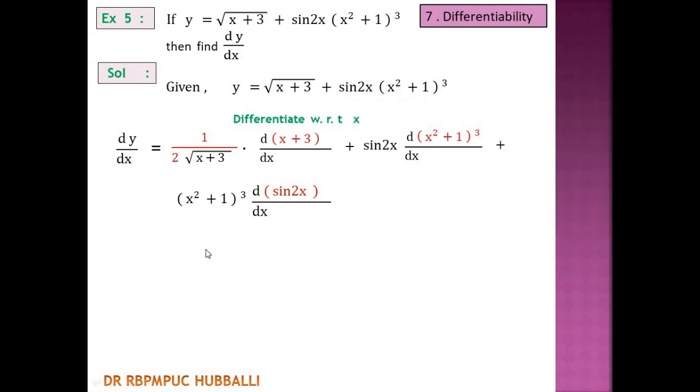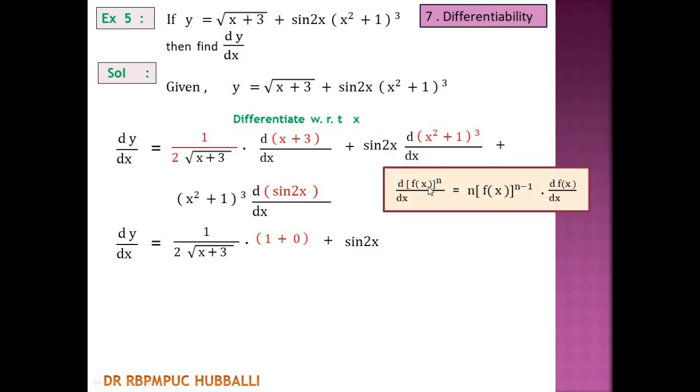Next is writing the derivative. So here first term as it is 1 by 2 root x plus 3, and derivative of x plus 3 is 1 plus 0. X derivative is 1 and 3 derivative is 0, plus, in this product rule derivative now, sine 2x as it is, d by dx of x square plus 1 whole cube. Now this is composite function of function raised to n, whole cube is there, no? This is f of x and this is n. So therefore first I write derivative of, recall this formula, function raised to n. It is followed as n into function raised to n minus 1 and d by dx of function.